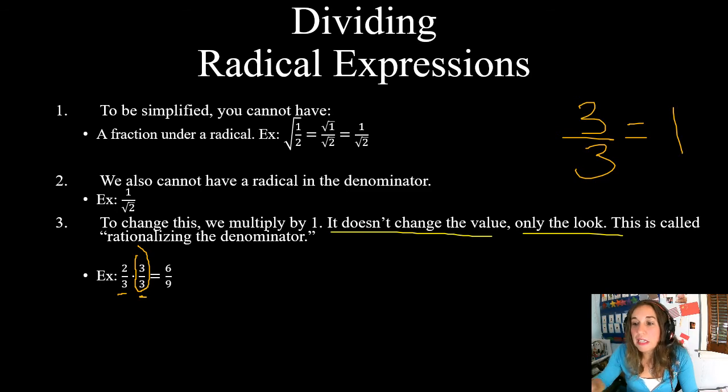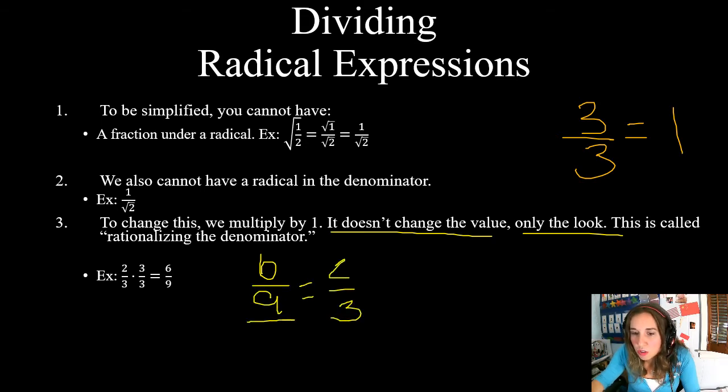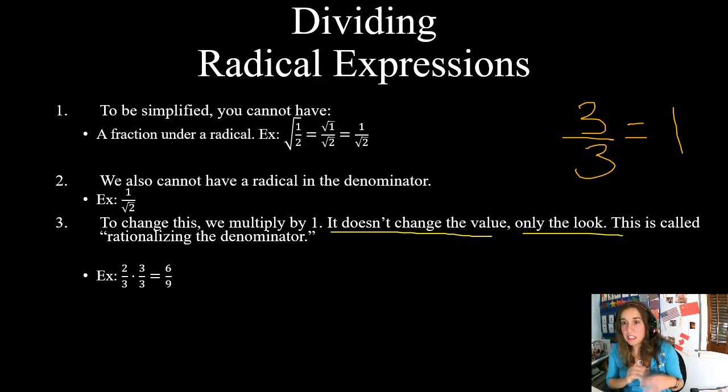All right, but I've been really intentional about which 1 I've picked. So 2 times 3 is 6. 3 times 3 is 9. So we've changed 2/3 to 6/9. Now we haven't changed the value here. That's important, okay? 6/9, that's still equal to 2/3, right? If we reduce 6/9, we get 2/3. So they're still exactly the same in value, but we have changed the look, right? It no longer looks like 2/3, it looks like 6/9. That's what rationalizing the denominator does. It doesn't actually change the value. It just changes the look.